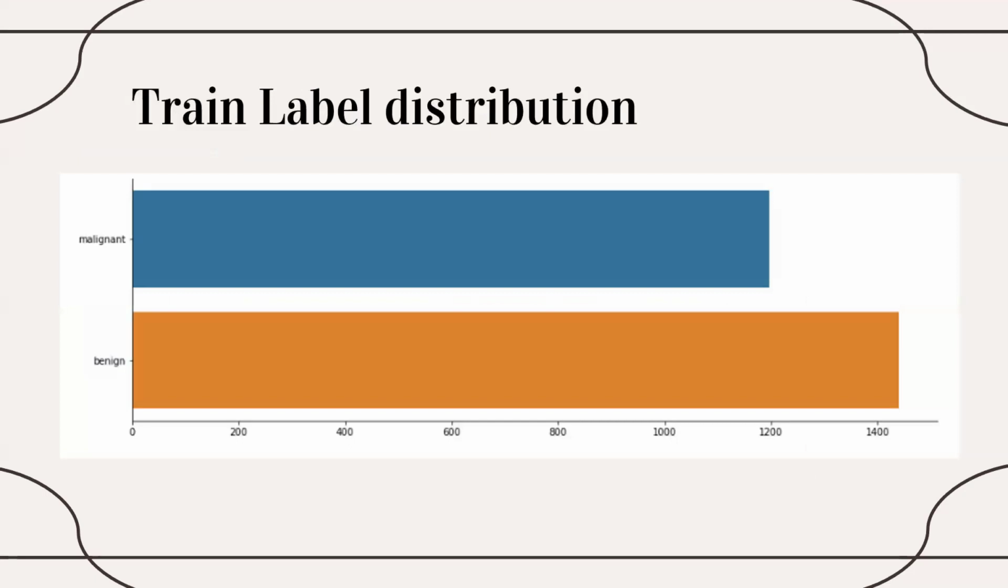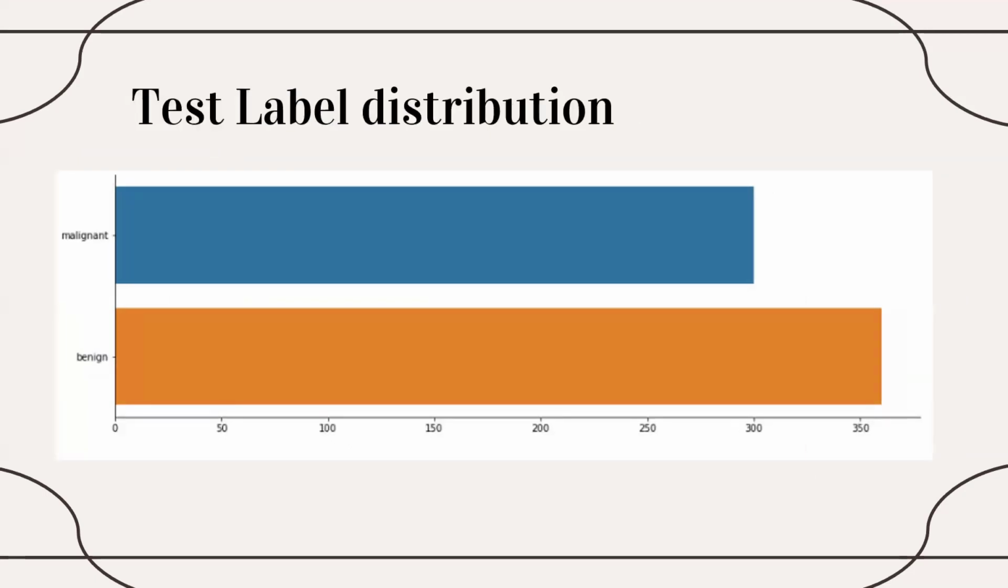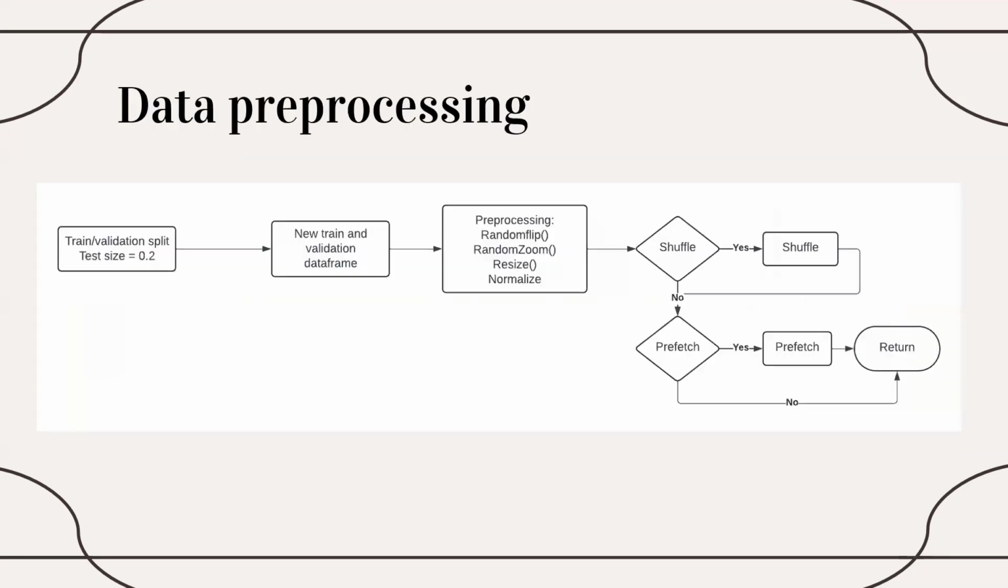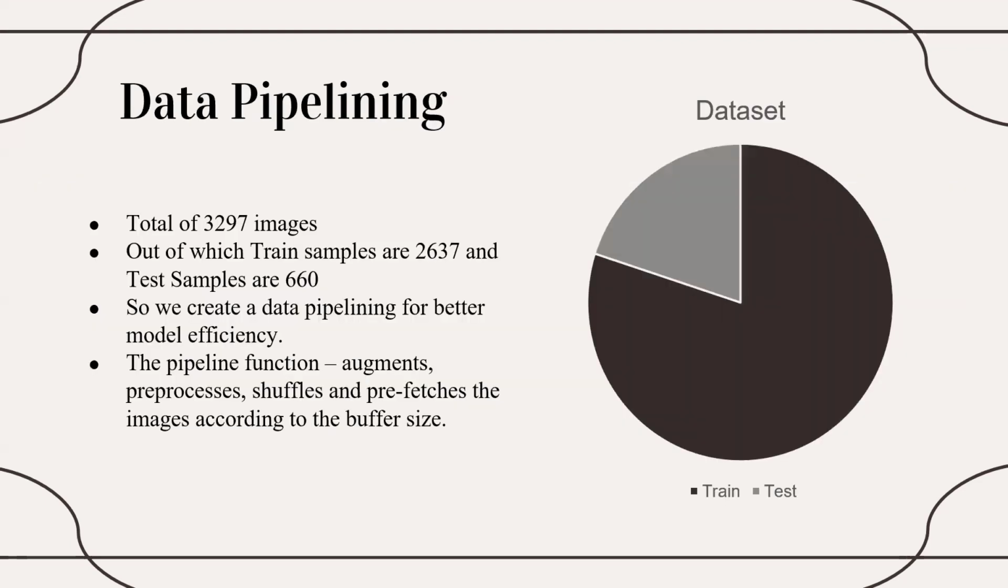Here are the graphs of train label distribution and test label distribution, and as you can see, they are quite balanced. For pre-processing, we didn't have much to do as the color scheme is almost on the cream color, but we do various pre-processing techniques such as random flip, random zoom, resize, and then we normalize the image as well. But we do data pipelining, which optimizes the overall speed of the code. The pipeline function augments, pre-processes, shuffles, and prefetches the images according to the buffer size, and thus increases the overall efficiency of our baseline model.